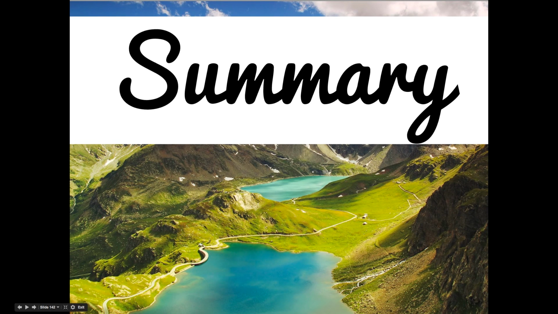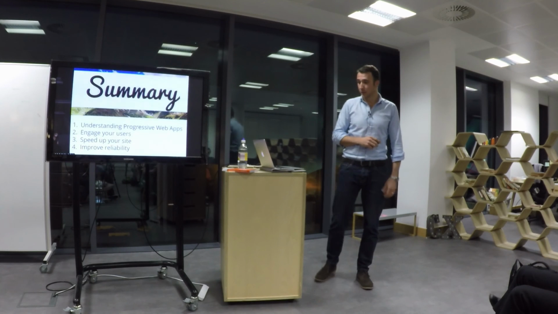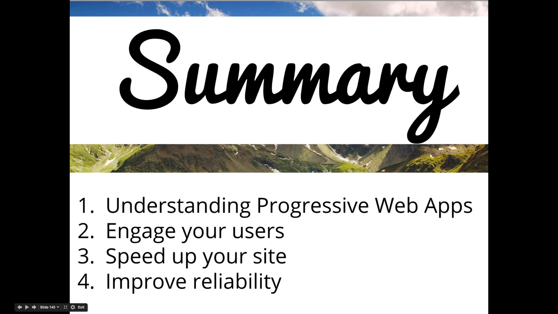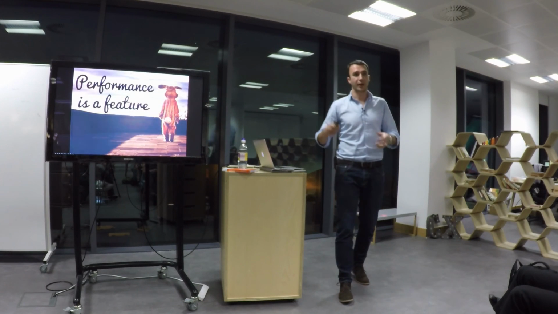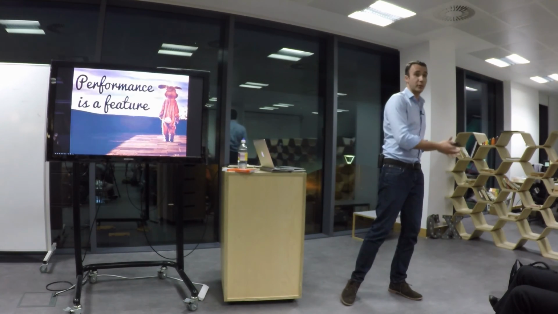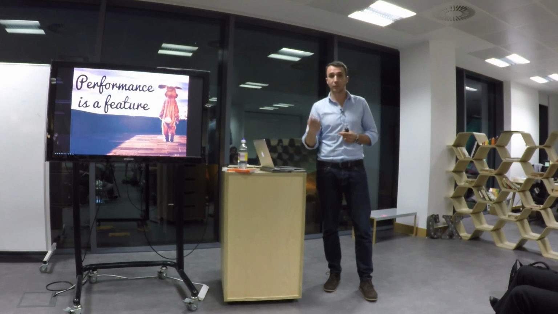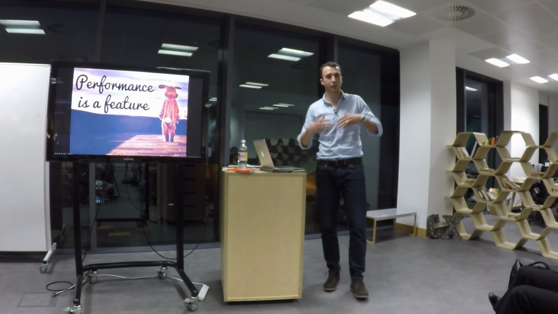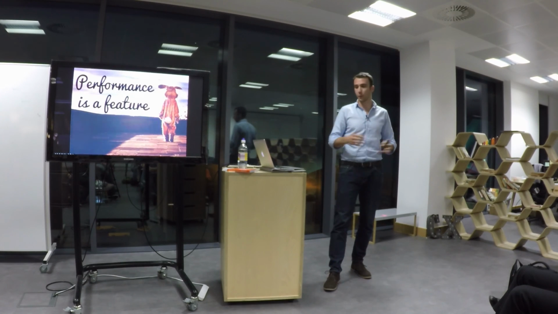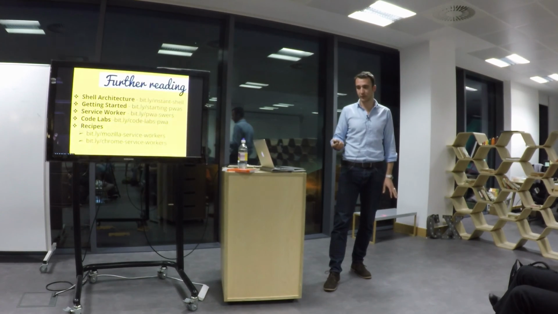And that's it. Let's just summarize what we talked about. We've talked about how you can understand what progressive web apps are, how you can use them to engage your users, how you can make your website faster and more reliable. But remember, performance is still a feature. We can't walk away from these things. I know we talk about service worker and it's pretty cool, but all the things that we do right now are still really important. Optimizing our images, making sure our CSS and JavaScript is fun and awesome. It's really important. So don't leave it.